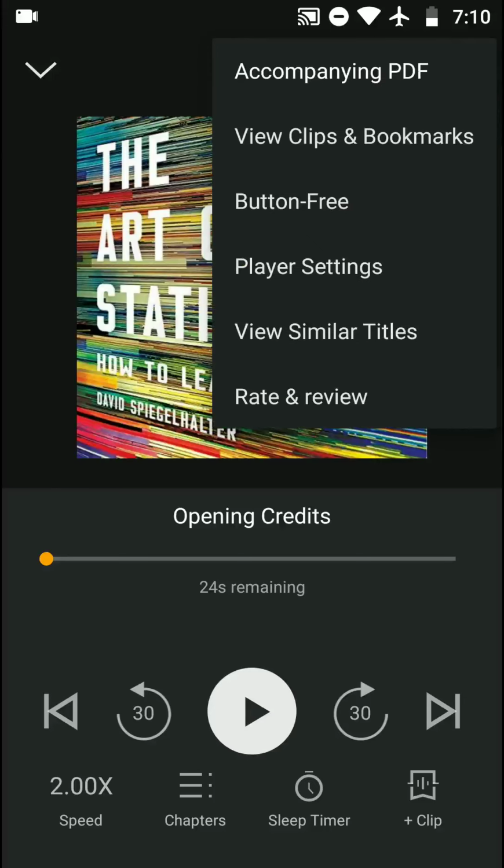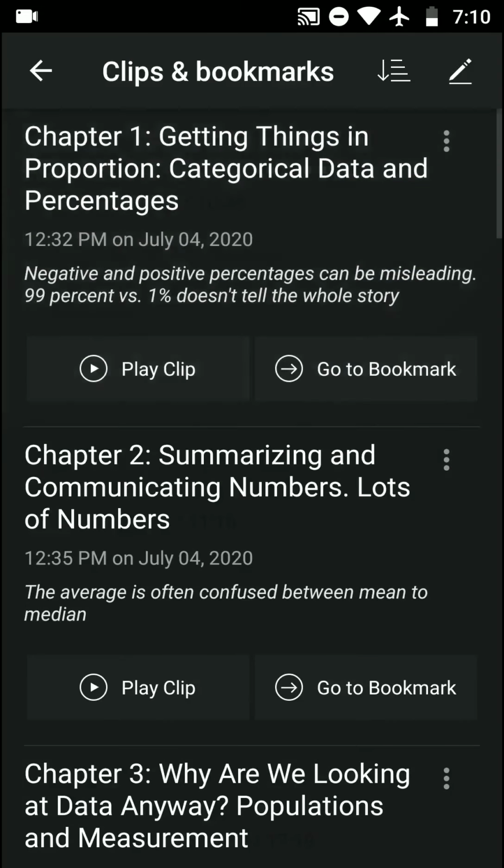Let's see some of the notes I was taking. Negative and positive percentages can be misleading. 99% versus 1% doesn't tell the whole story. There could be different ways of presenting information, but that doesn't tell what actually happens. 99% sounds like a lot, but 1% could be a lot too, or the other way around. You could present that information in a better or worse way.